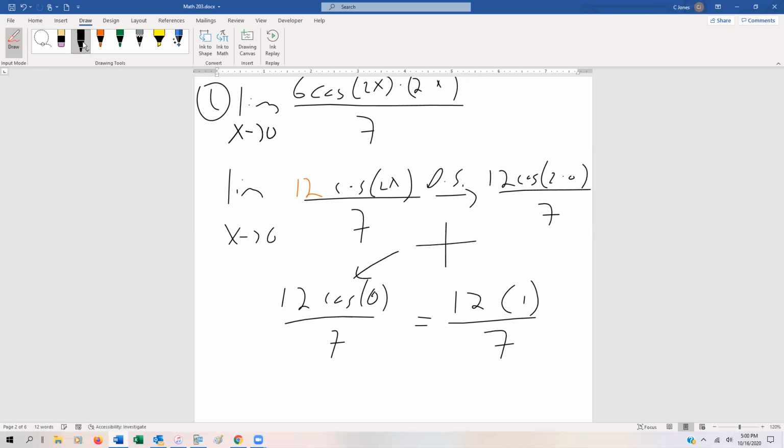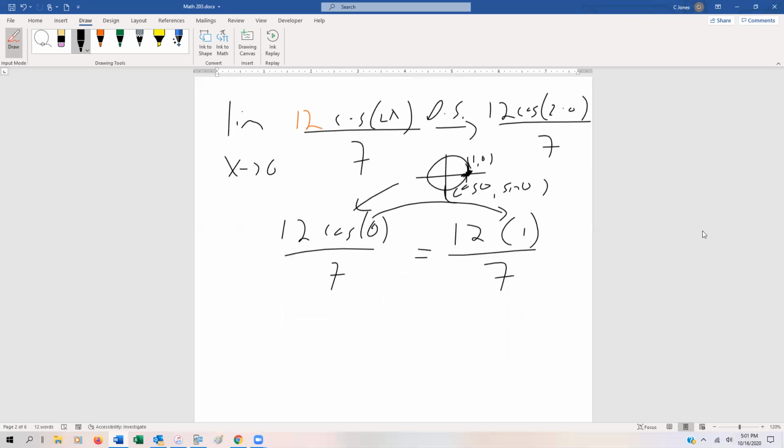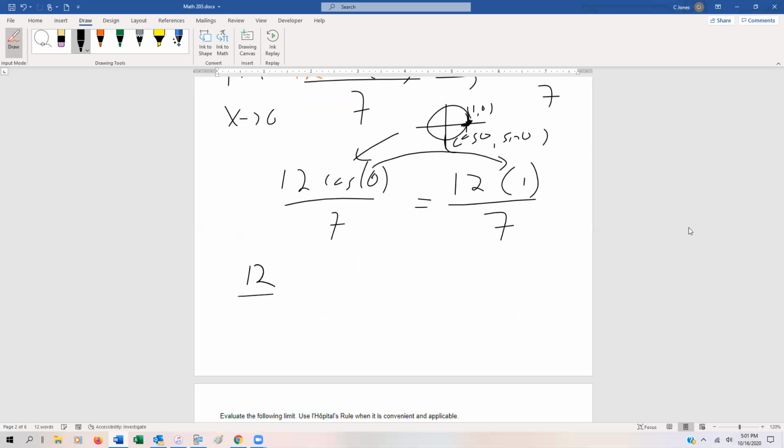Okay, so just in case you've forgotten, remember, we have sine of 0 and cos of 0 on our unit circle. All right, and right here is the point, or other way around, excuse me, it's cos of 0, sine of 0. All right, and right here is the point 1 comma 0. So the x value at 0 radians is 1. So just reminding you of that trigonometry that's going on there. Clearly 12 times 1 is 12, and we end up with 12 sevenths.